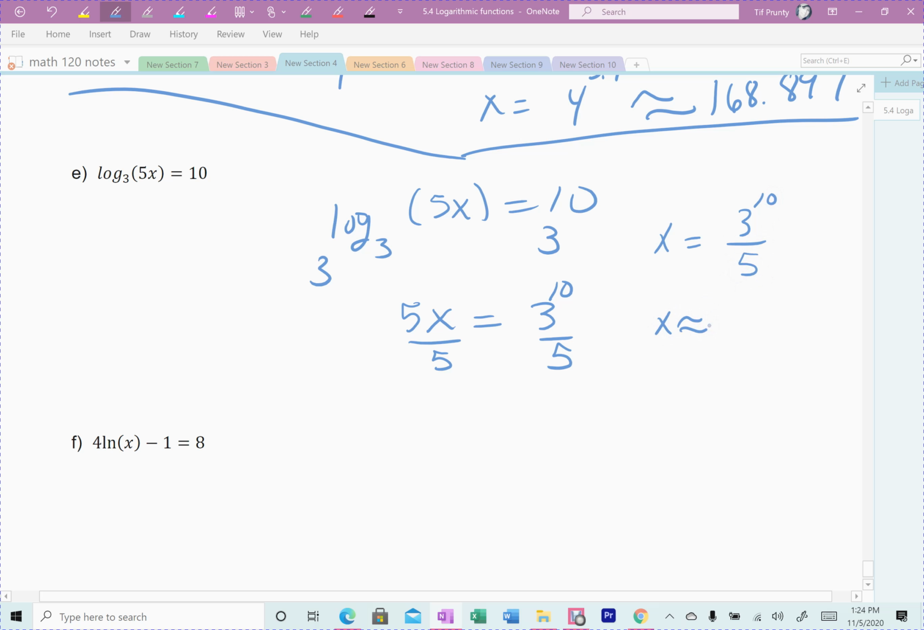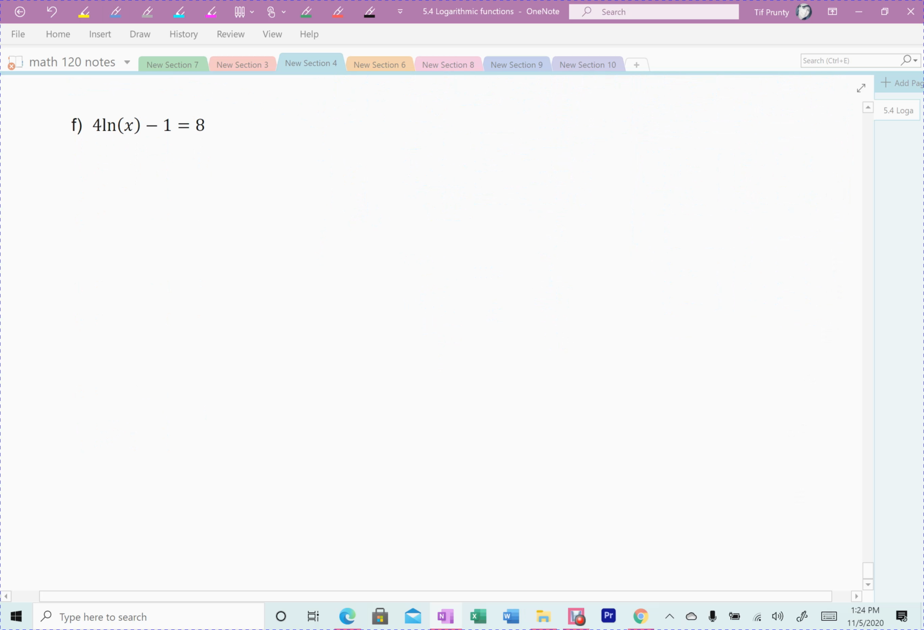3 raised to the 10 is a very large number, and then I divide that by 5. I accidentally hit clear, so I have to retype it in. 3 raised to the 10, divide by 5, alright, here we go. And it checks, I can plug that in. No problems.